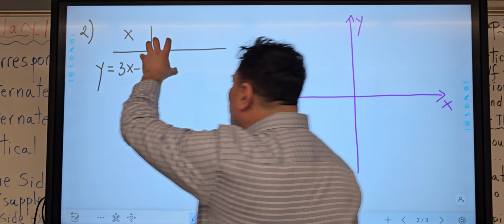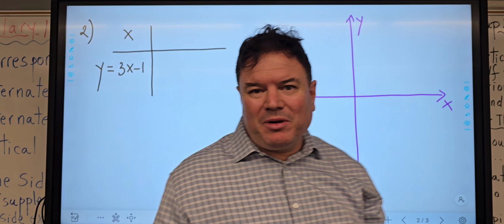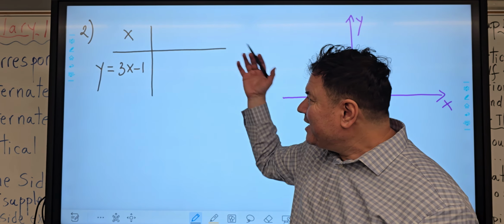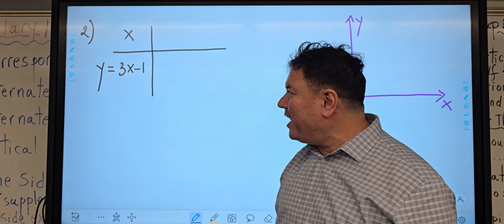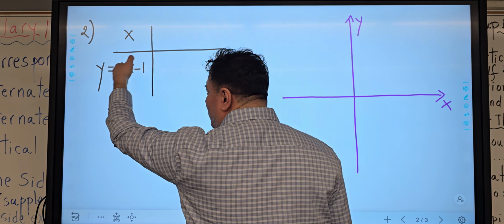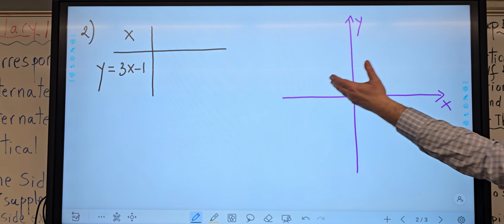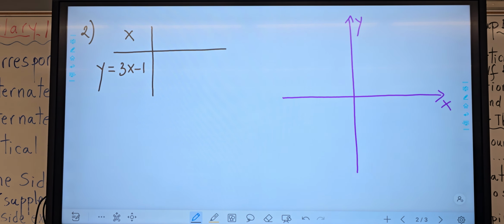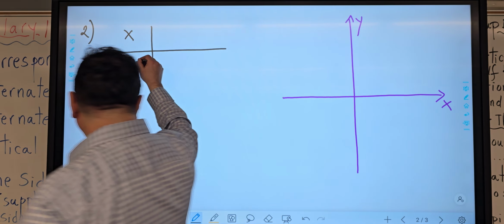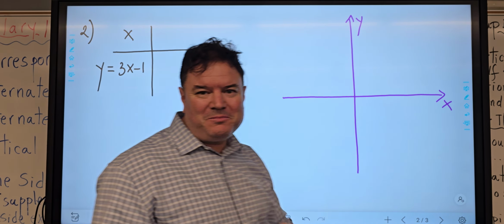Here we have already the table of value. So we don't have to create the table of value because the problem gives us already the table of value. And they are giving us the x, the function y equals 3x minus 1, and then we need to graph this equation. Again, it's going to be a line because x is to the power of 1. This is a linear function.